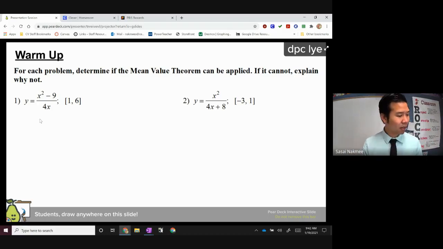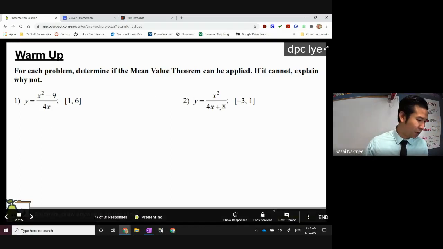Just tell me yes, because it's differentiable and it's continuous on the interval from 1 to 6. Okay. Look at number 2. Checking out number 2 here, we see that the denominator is going to equal 0 at some point, right? And let's take a look at that real quick.